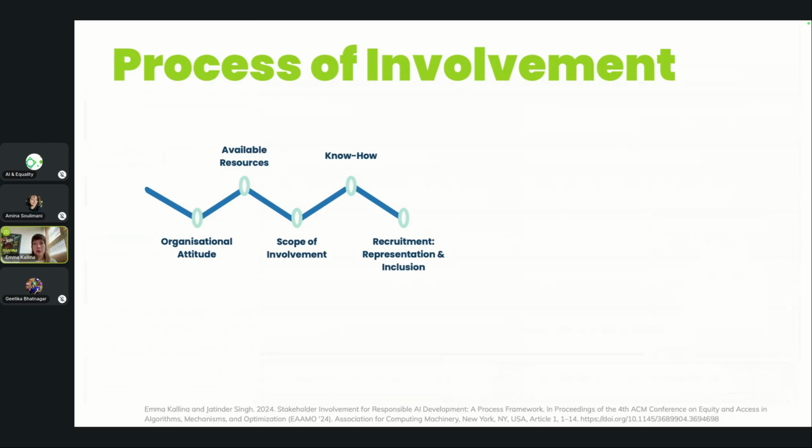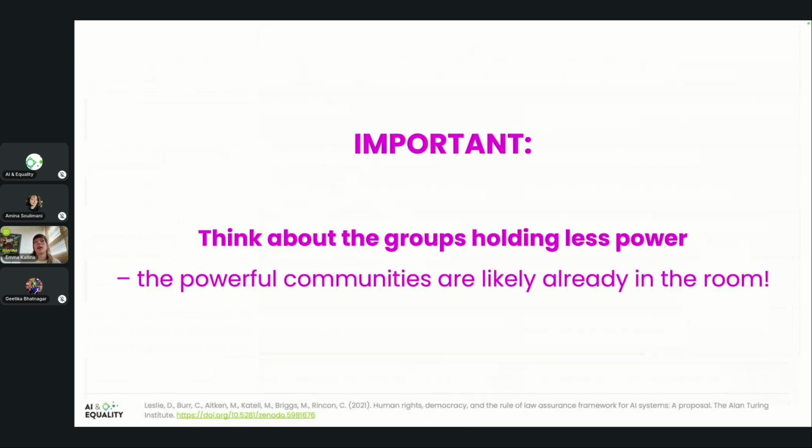Okay, then we have recruitment. So now you know how you want to involve them. You have decided on the scope, so who to involve, but now we need to recruit them so we actually can involve them. And here it's really important to think about the groups holding less power, because the really powerful people are likely already in the room and have their voices already heard. So it's really important to focus on the other ones.